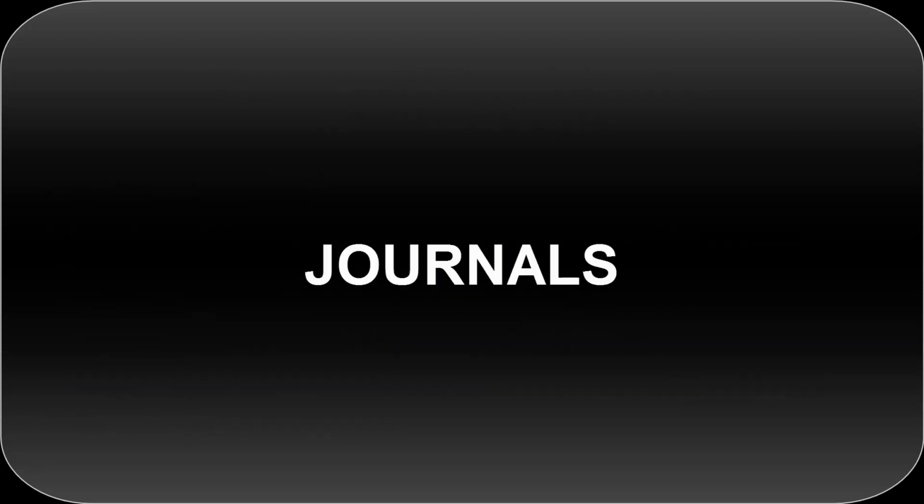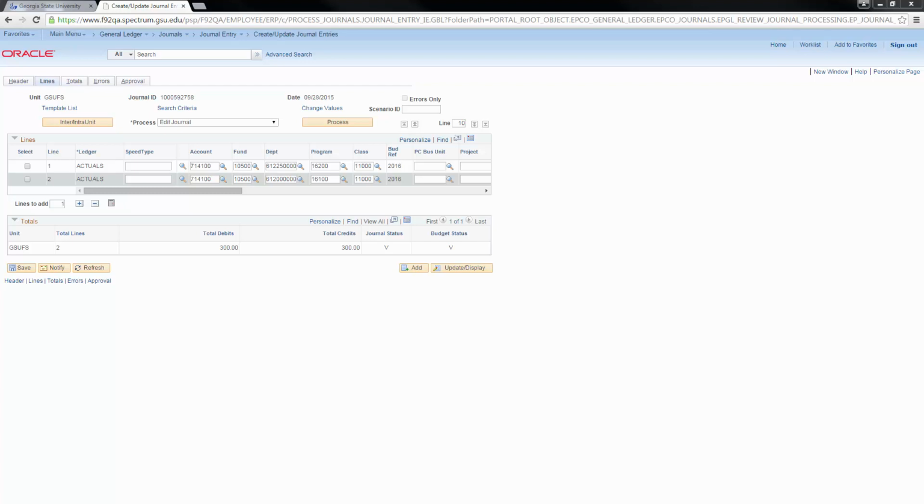First, we'll discuss the changes with journals. Please note that the changes with journals are the same as the changes for POs and vouchers. Since there are no changes in 9.2 to how journals are created, we will start with a journal that has already been created and budget checked. As it was in 8.9, you will now need to submit the journal into workflow.